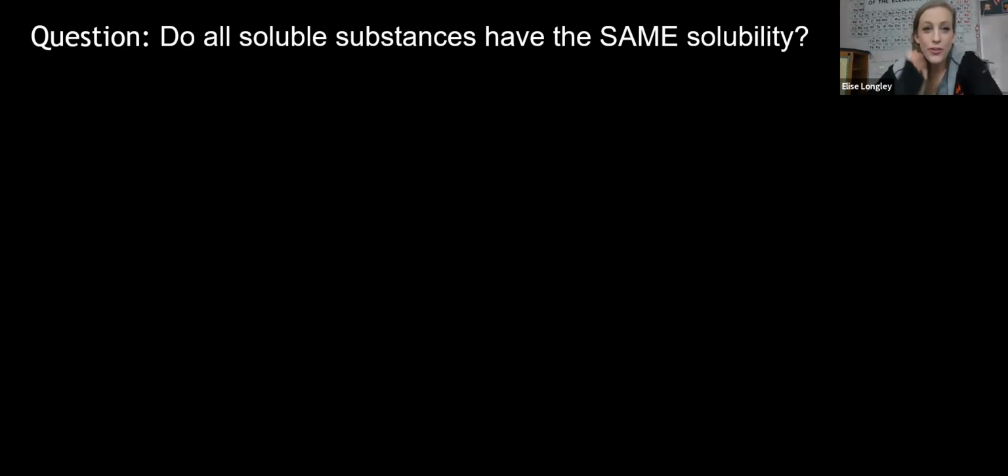So yes, first we know some things are insoluble and some things are soluble. So therefore solubility cannot be the same. But also when you're dissolving, everything that the water is holding will be held differently based on the molecule that's being dissolved, the size, the shape, the charge.